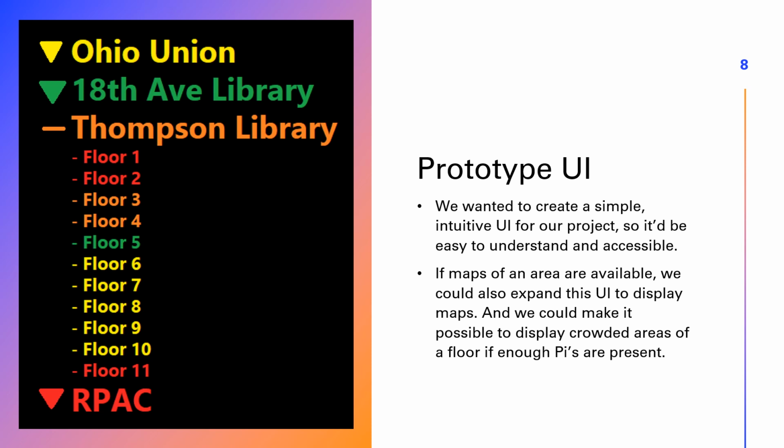And if maps of an area are available, we could also extrapolate this onto maps. And the more Raspberry Pis we place in a location, we could actually narrow it down room to room and not just something like floor to floor.